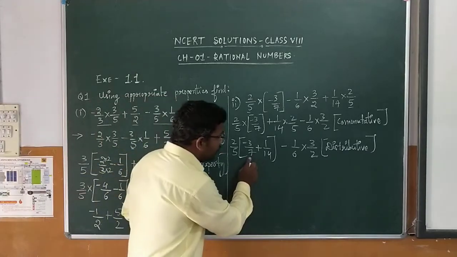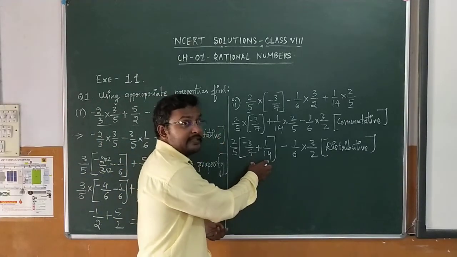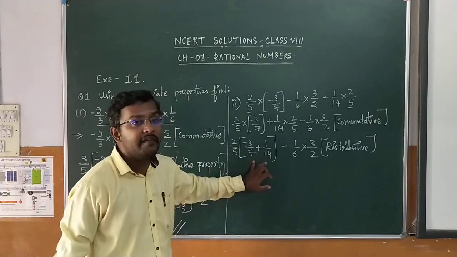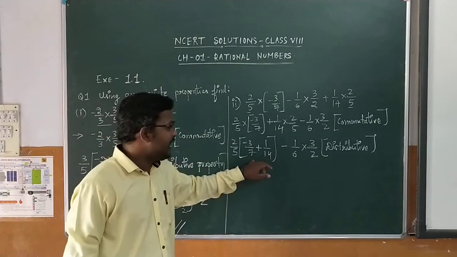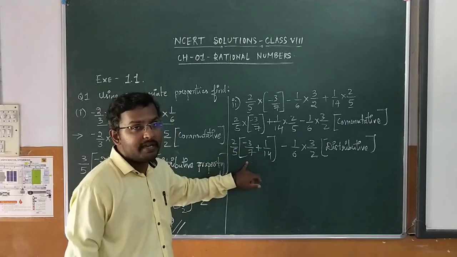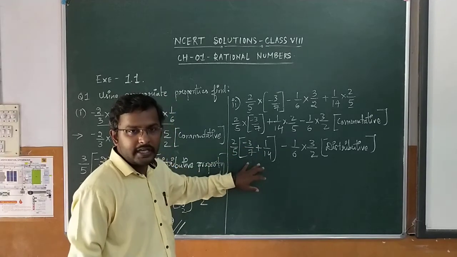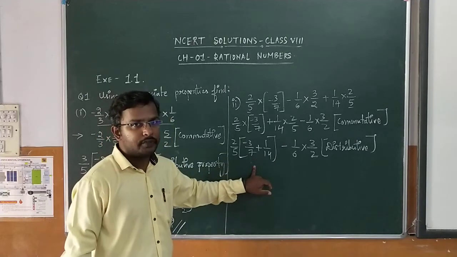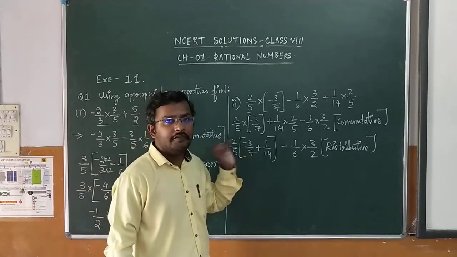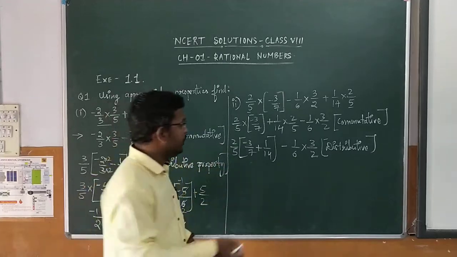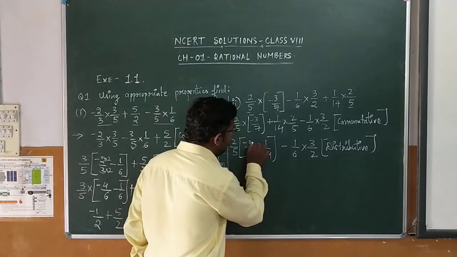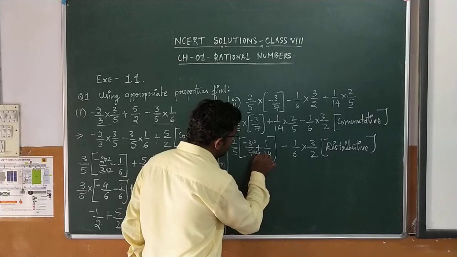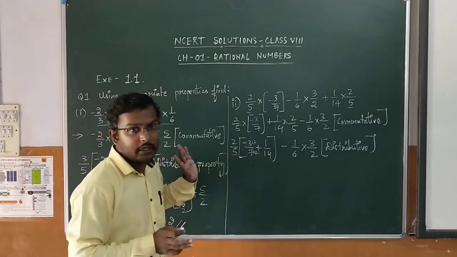So now look at the terms inside the bracket. What is there? 7 and 14. So here we have to simplify minus 3 by 7 plus 1 by 14. Here it is addition, so we have to make the denominators same. What is the LCM of 7 and 14? Obviously it will be 14. So in order to make this 14, we have to multiply both numerator and denominator by 2.